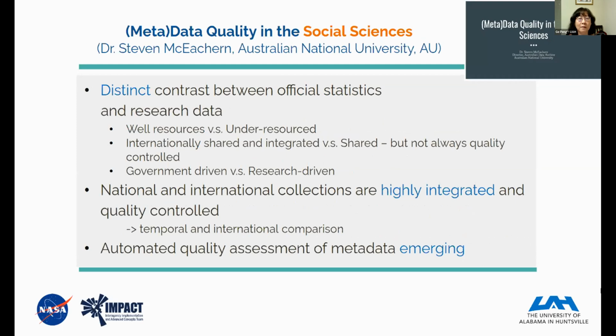So Dr. McKenzie talked about metadata quality and data quality in the social sciences, and he touched on the distinct contrast between official, statistical, and research data, as some are listed here. He also indicated that national and international collections are highly integrated and quality controlled, and they do so to ensure temporal comparison and international comparison. And one of the promising things he indicated is that quality assessment of metadata automation is emerging.